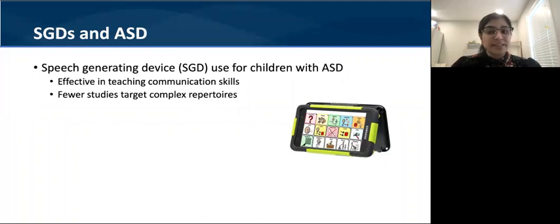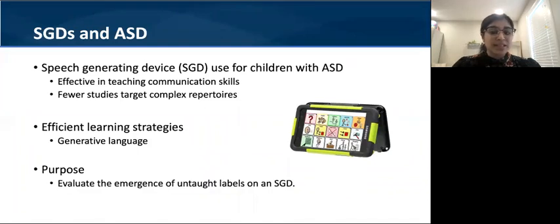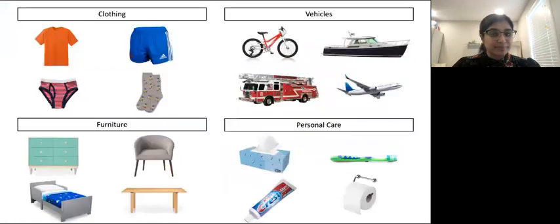However, the majority of existing studies are focused on teaching NANs, and fewer studies evaluate more complex communicative repertoires involving other verbal operants. Also, most studies focus on direct teaching of skills. To date, there are limited studies that have explicitly evaluated generative instruction for SGD users. Thus, the purpose of this study was to evaluate the emergence of untaught tasks on an SGD.